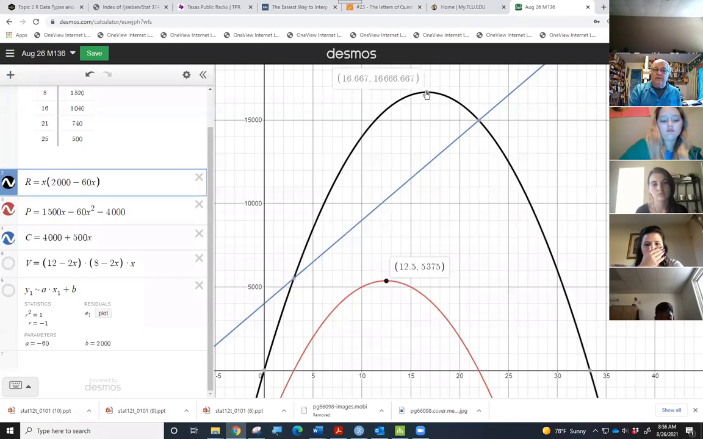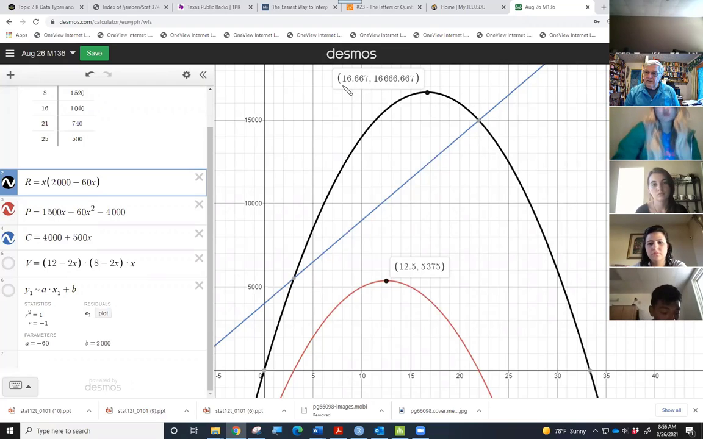Where do I maximize my revenue? I maximize my revenue at 16,667 or 16,000 and 2/3 units. Should those be the same, you think? Because they're not the same. So if you think they should be, we made a mistake somewhere.